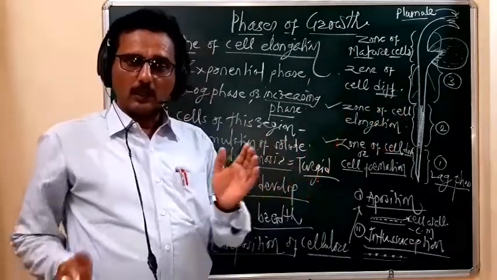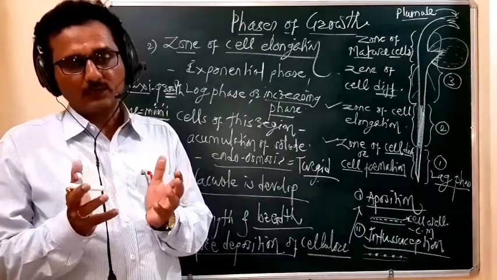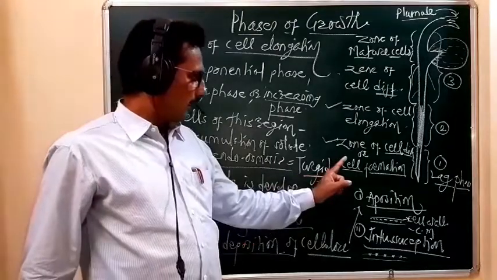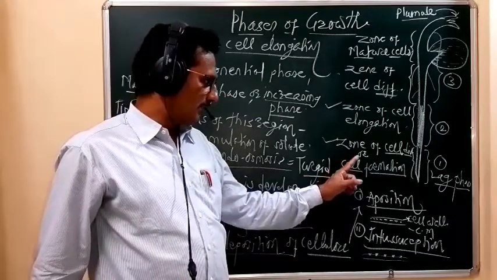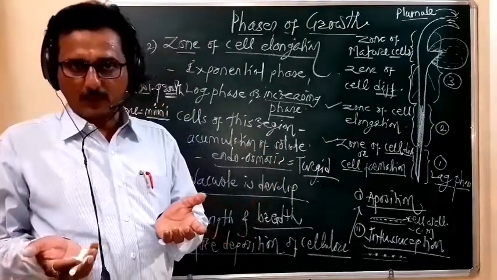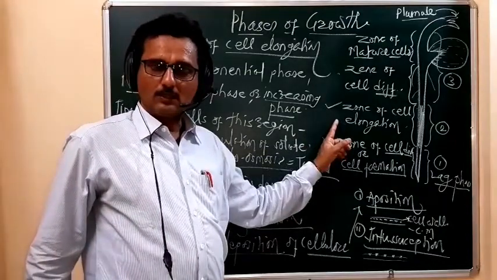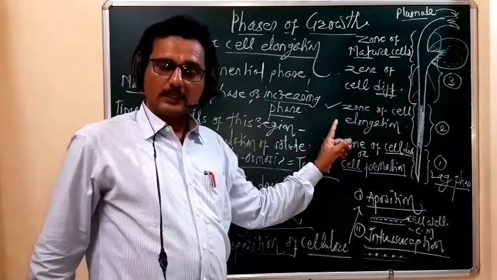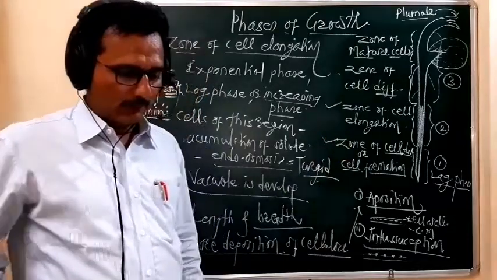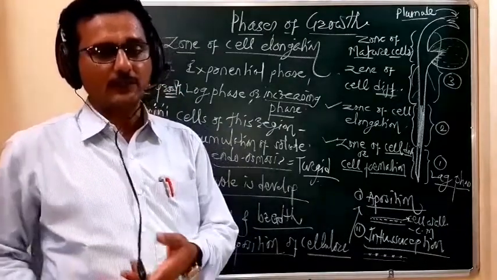But remember, they require very little time for such growth. What we saw previously in the zone of cell division is that the growth is minimum, but the time requirement is maximum. But in the zone of cell elongation, the growth is maximum, but the time requirement is minimum. So remember, this is the second phase of growth.